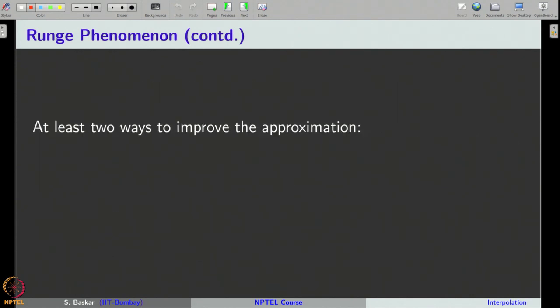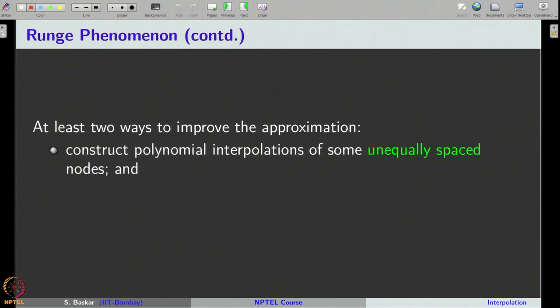There are at least two ways that we can improve the approximation of interpolating polynomials. One is to construct the interpolating polynomial with some appropriately chosen unequally spaced nodes. And another approach is to go for piecewise polynomial interpolation. Let us take up these two approaches one by one.